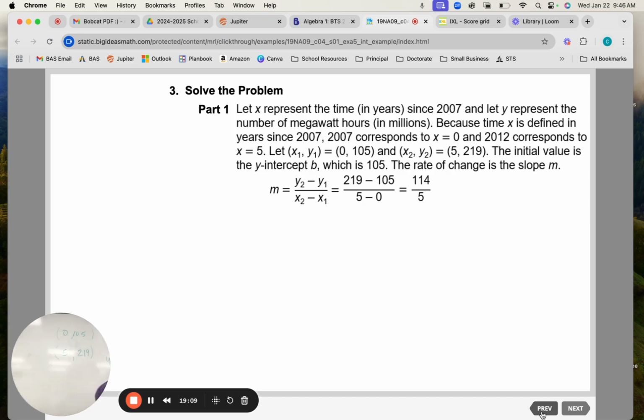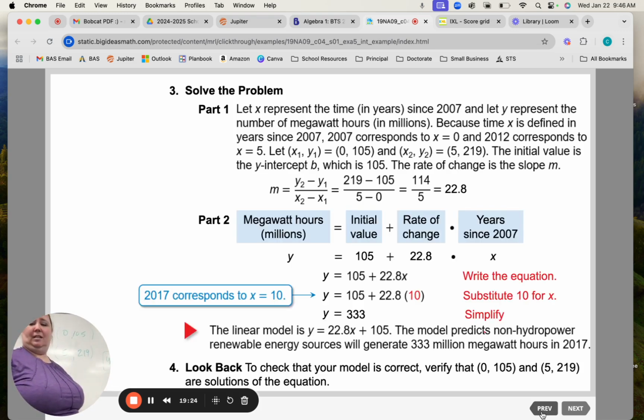And do we have a y-intercept? Yes, 105, because my x is 0. So plus 105. So do I have an equation? Yes. That's the first part that it asked you to do. Once you get an equation, then it told you to solve. Try.